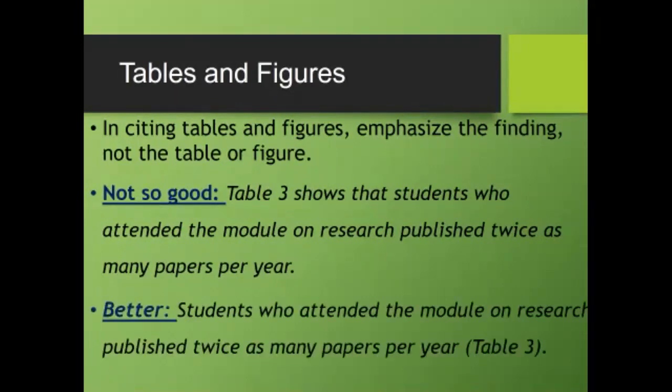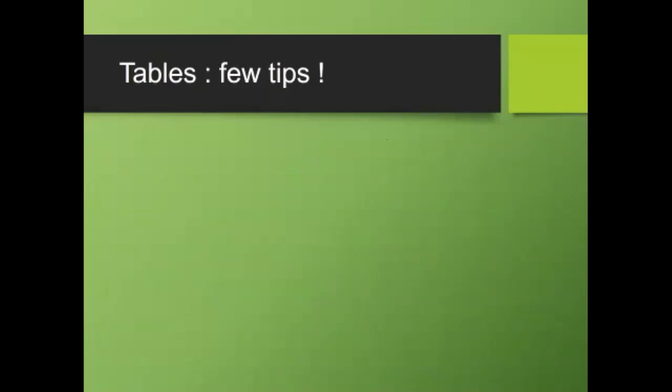Let me give you an example. So you change the same thing into: students who attended the module on research published twice as many papers per year, table number 3. So automatically while reading, the focus goes on the actual finding, which is that students who attended the module published better papers. So this is how you go about writing for tables and figures.